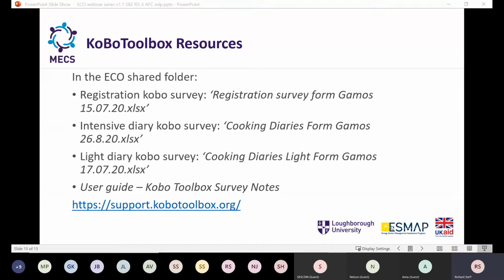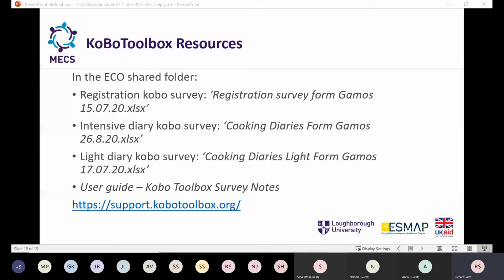This slide shows the COBO Toolbox resources available in the Eco Shared folder. The first three are survey templates. You can upload these to the COBO website and deploy them and manage them there. They will need to be adapted to each project context. In particular, the menu items will need to be edited to be appropriate, so they are actually dishes that are cooked in the study contexts.